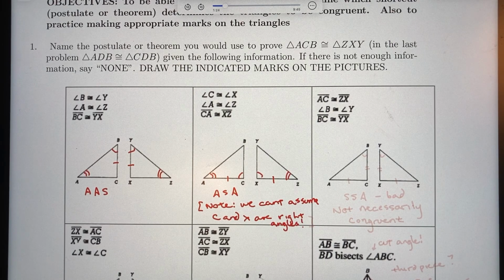Angles. Here we go. AC is the same as ZX. Angle B is the same as angle Y. BC is congruent to YX. This is side-side angle, which is bad. So they're not necessarily congruent.